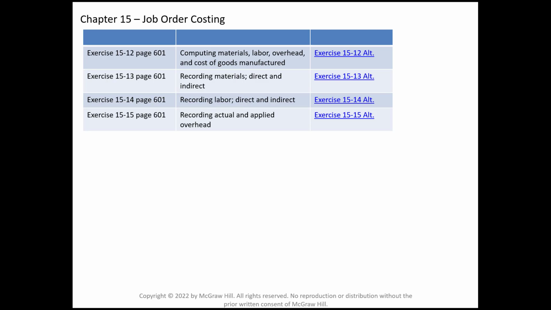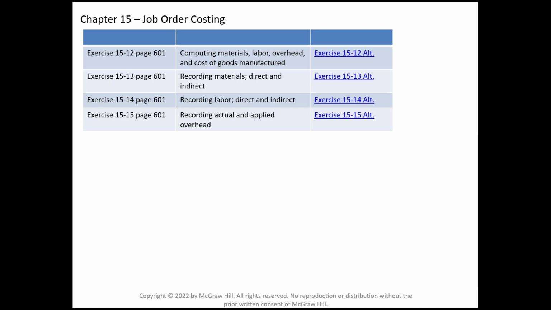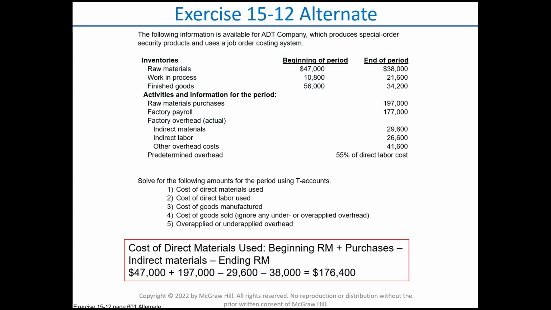This video will show you how to complete exercises 15-12 through 15 using alternate exercises, which means that they will be similar to your exercises, but the numbers will be different. So first we're going to look at this company, and we are going to determine the cost of direct materials used, cost of direct labor used, cost of goods manufactured, and cost of goods sold. Then we will also look at over or under applied overhead.